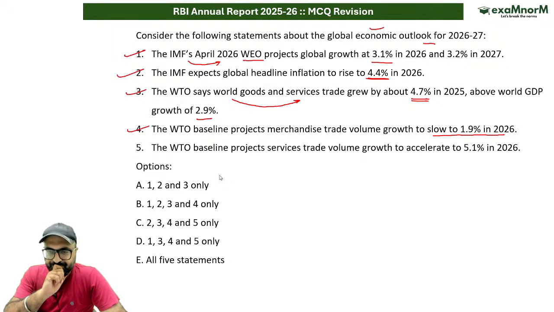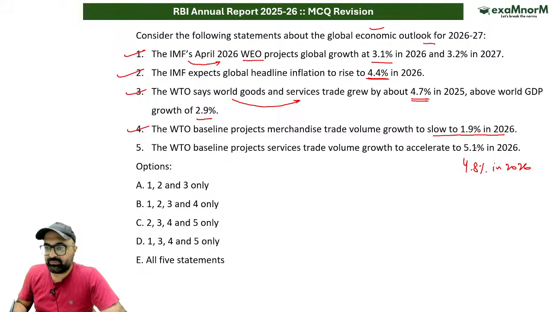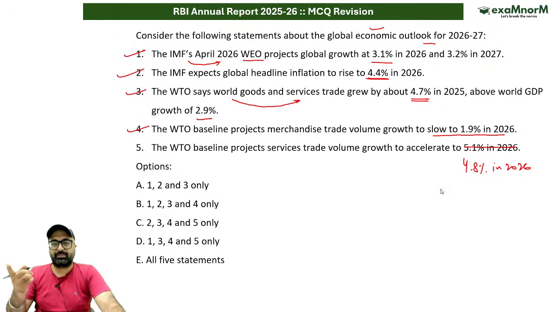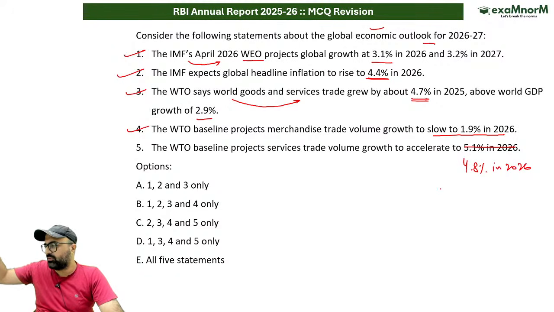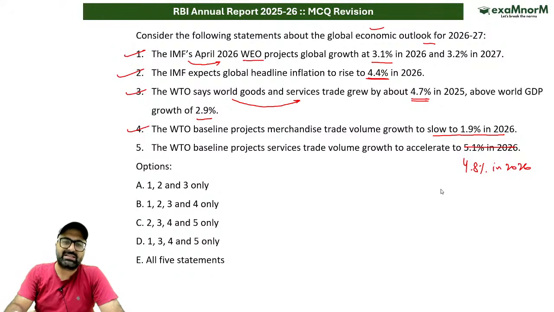क्या क्या points हैं? पहला, WTO's March 2026 outlook says that world goods and services trade grew 4.7% in 2025. This is correct. Merchandise trade growth slowed down to 1.9% in 2026. This is correct. WTO projects services trade volume to accelerate to 4.8% in 2026, not 5.1%. 5.1% is the figure for 2027, not for 2026. So this is something which you need to remember. B option is the correct answer. Moving on to the next one.